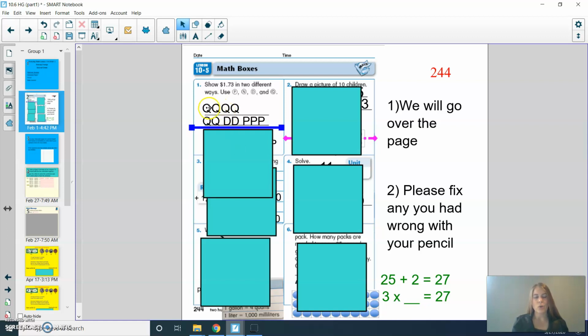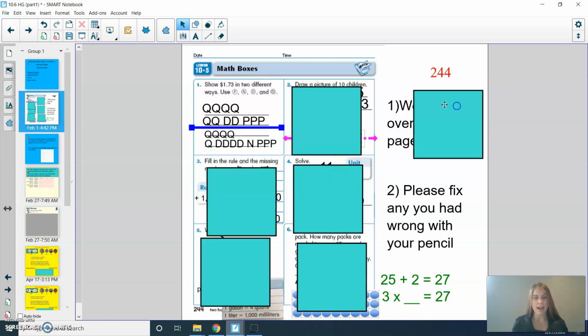So I showed $1 using four quarters, and then 50 cents using two quarters, 60, 70, 71, 72, 73. Another way, I used four quarters for my $1. I used a quarter, so I'm at 25, 35, 45, 55, 65, 70, 71, 72, 73. And again, you maybe had completely different ways. Just double check and make sure again that it's showing $1.73.